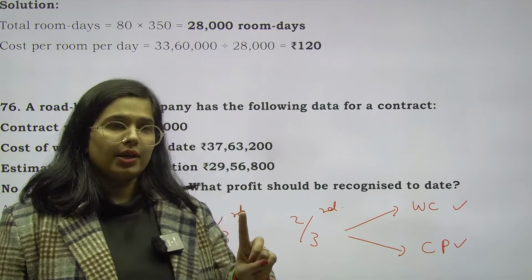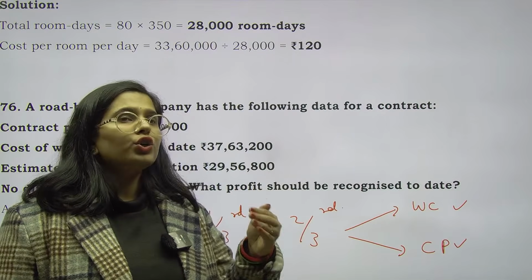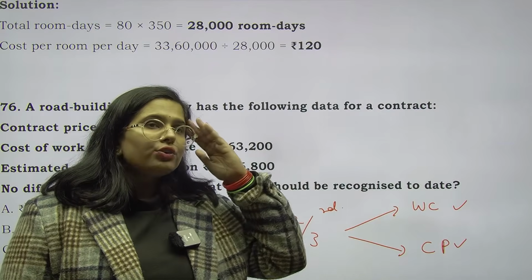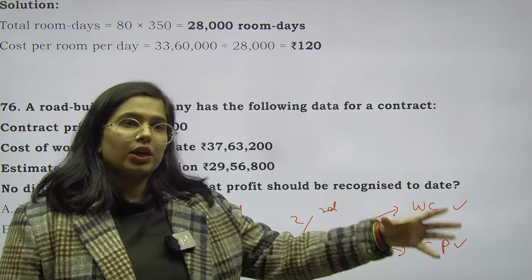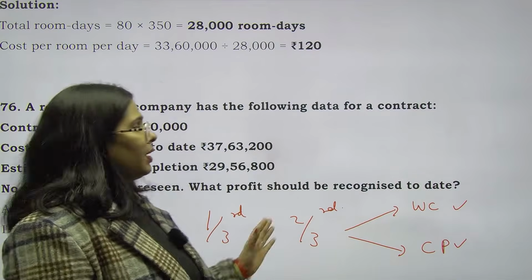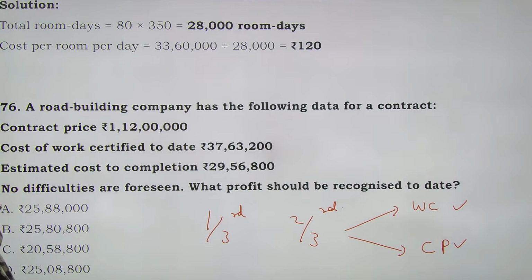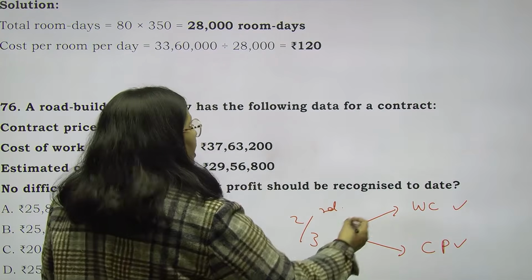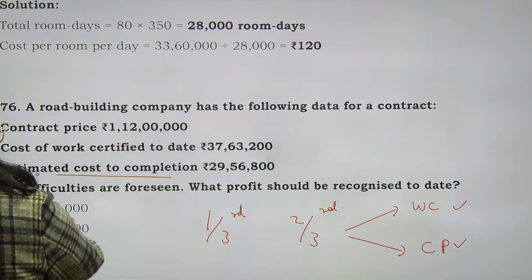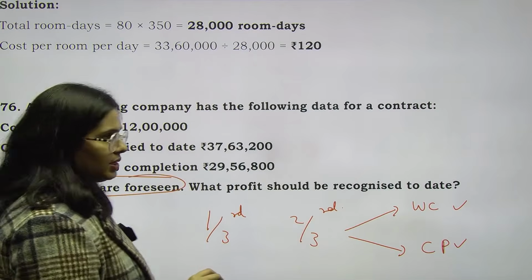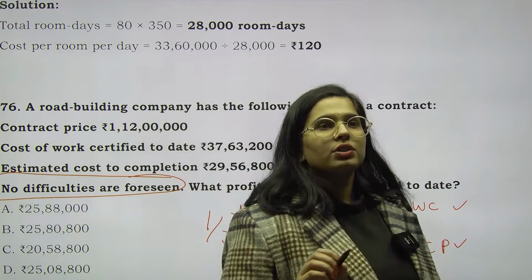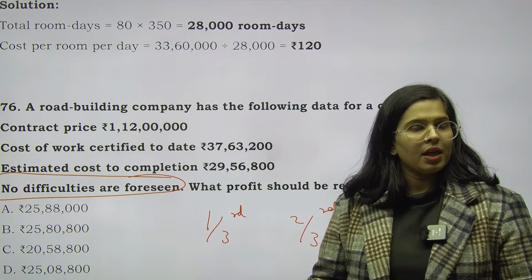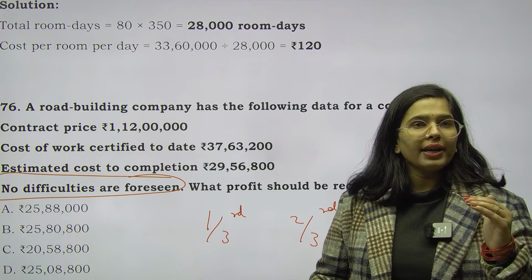Condition number 1. Condition number 2, you do not know how long this is going to go on. You do not have visibility on total cost. But in this particular scenario, this question was given in the professional curriculum. What profit should be recognized when no difficulties are foreseen? No difficulties are foreseen means whatever cost we have told you is going to remain the same. So you have accurate estimates.